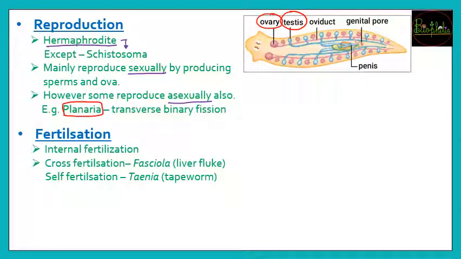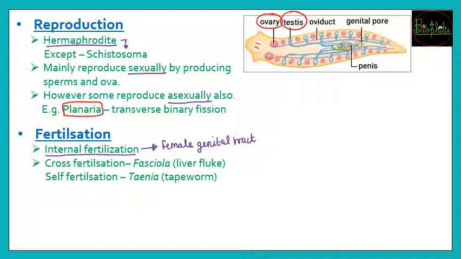So how will fertilization happen? Fertilization of the reproductive gametes is going to be because of internal fertilization. Internal fertilization means it will occur in the female genital tract. In the female genital tract, the two gametes are going to fuse, and there can be a condition where cross fertilization can happen, that is, two organisms will be crossing each other.